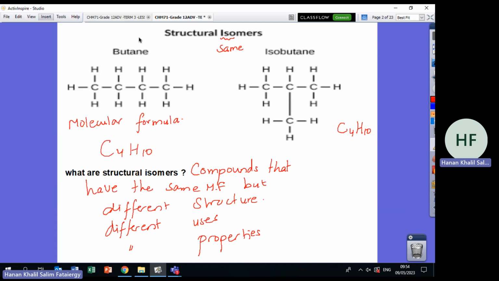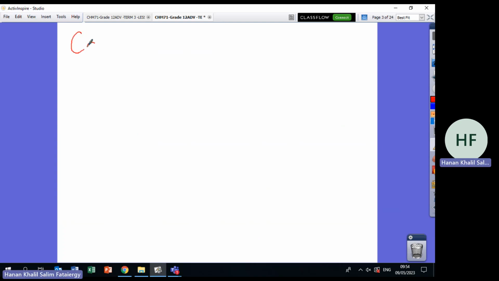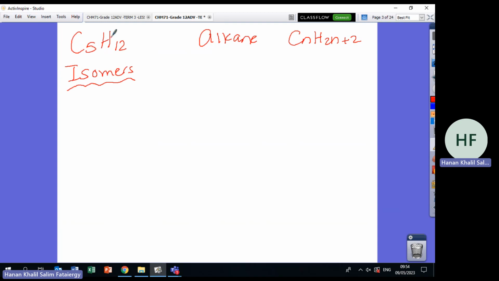Now, how do we draw structural isomers? If I say you have this compound C5H12, of course C5H12 is an alkane because it follows the rule CnH2n plus 2. n is 5, 5 times 2 is 10, plus 2 is 12. What are all the isomers of this alkane? I want to draw C5H12 in more than one different way.